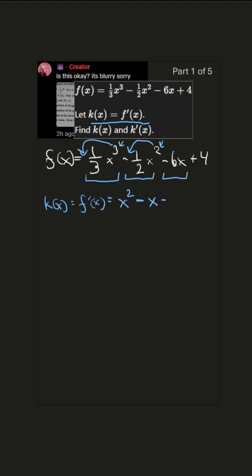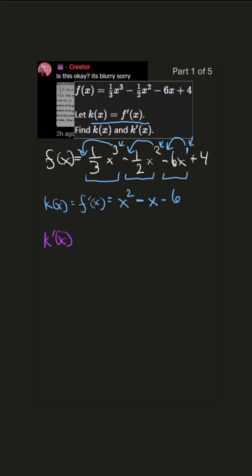Next term, negative 6x. There's a 1 right here. X is just x to the 1, so we bring the 1 out in front. 1 times negative 6 is negative 6. And then we reduce the power to 0. X to the 0 is just 1, so there we have it. Let's do the next one.